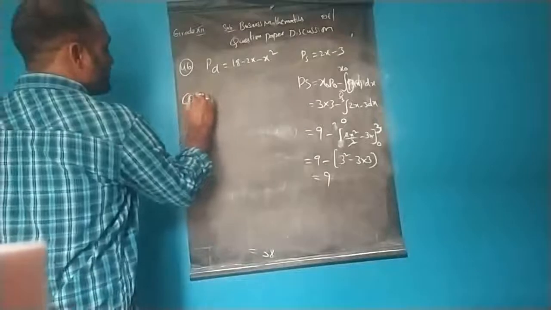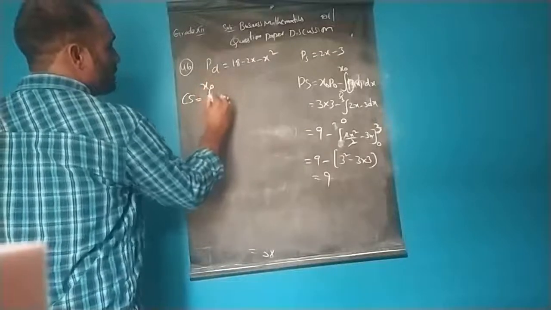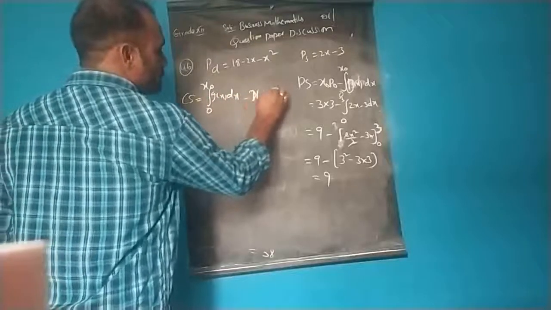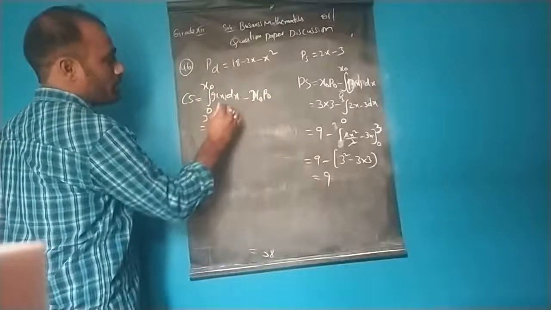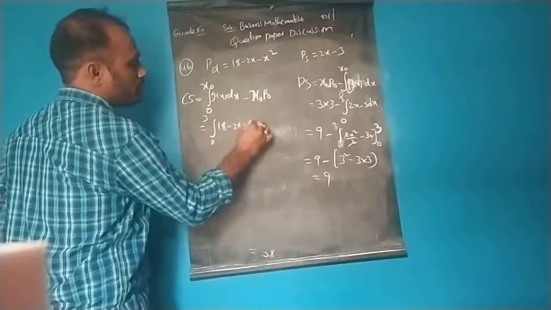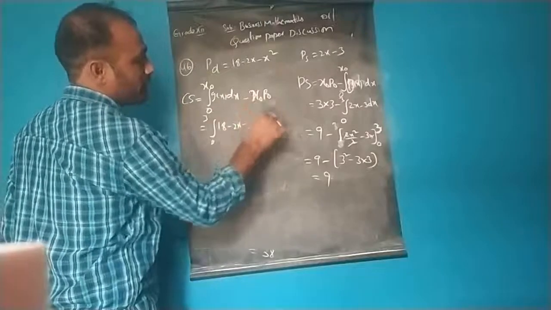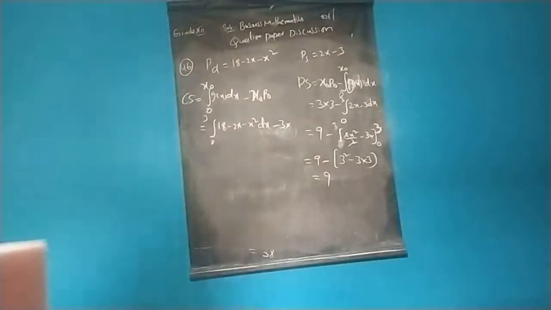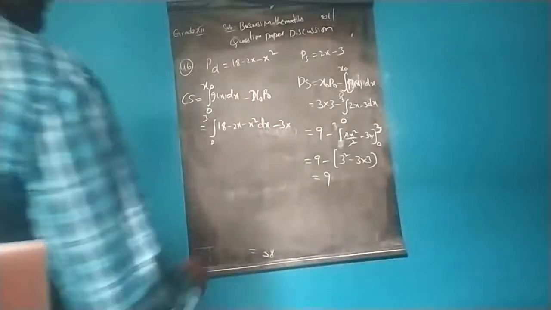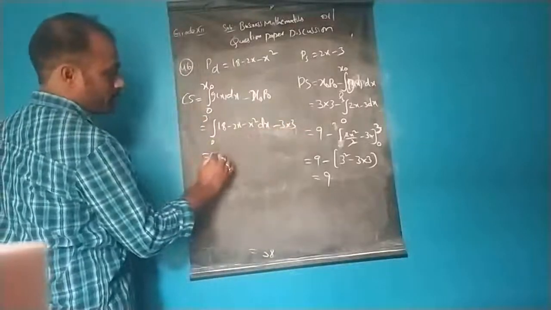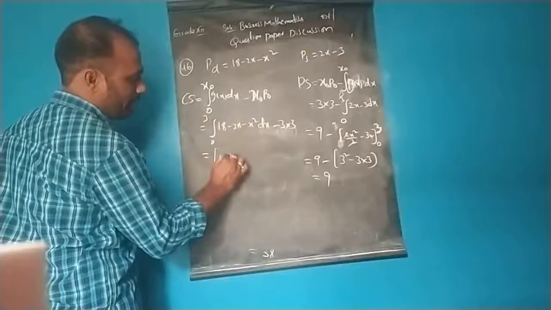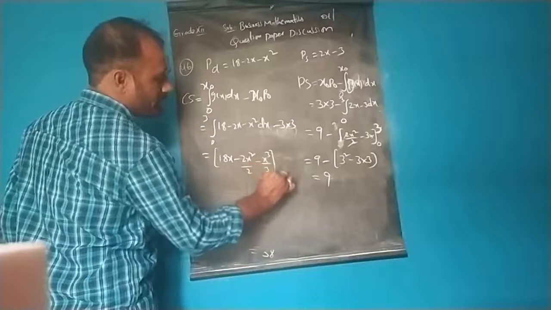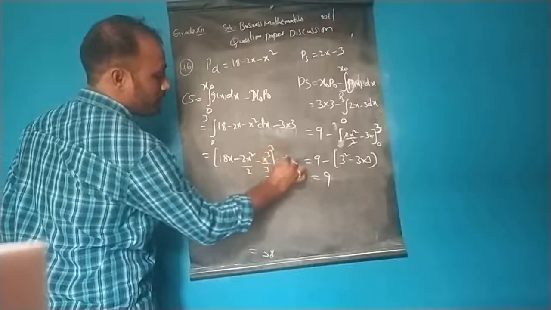So consumer surplus, we can write it as integral 0 to x naught g of x dx minus x naught P naught. So integral 0 to 3 g of x, here it is 18 minus 2x minus x square dx, minus x naught into P naught. So x naught is 3 into, so previously we have found the P naught value, that is 3. So if I do the integration here, it will become 18x minus 2x square by 2 minus x cube by 3. Boundary limits from 0 to 3 minus 9.